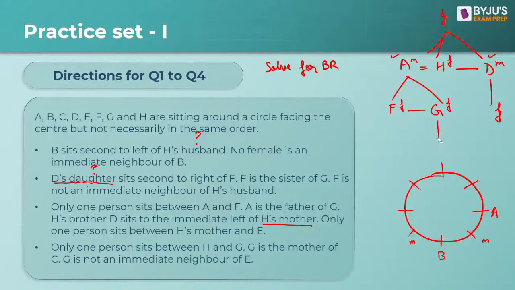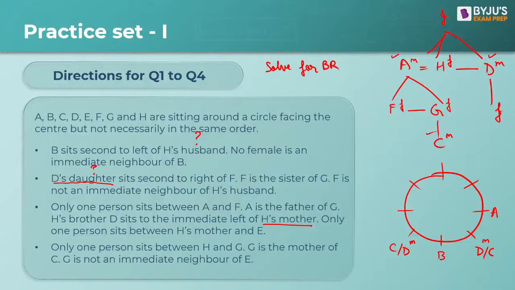So C is the son of G. Okay, so C will be the son of G. So one of them will be C, another person should be D. So these two people are C and D respectively. Okay, so this is done. All right, so now let us connect some more people.